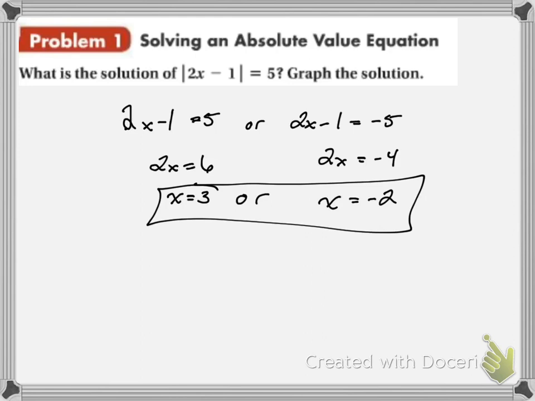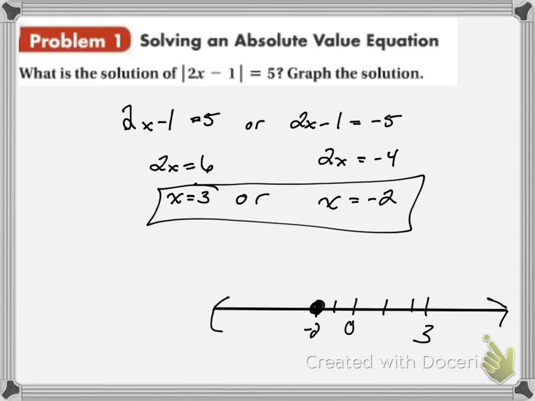Graphing the solution, especially when it's an equation, it really doesn't matter to me. You just draw a number line. This I think is completely pointless, but hey. Draw a number line, 0, 1, 2, 3, negative 1, negative 2, and because it's equal to, you put a circle on it and draw a dot.